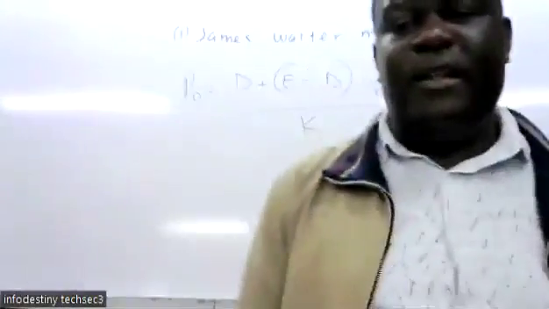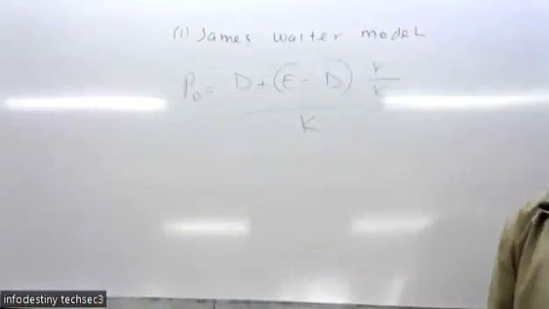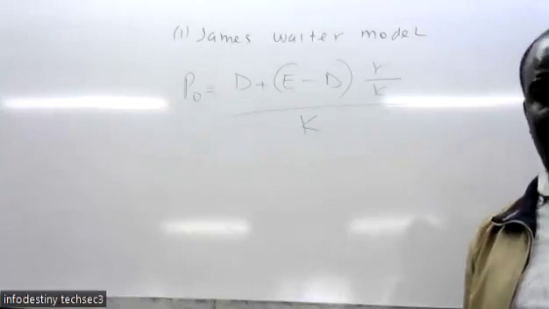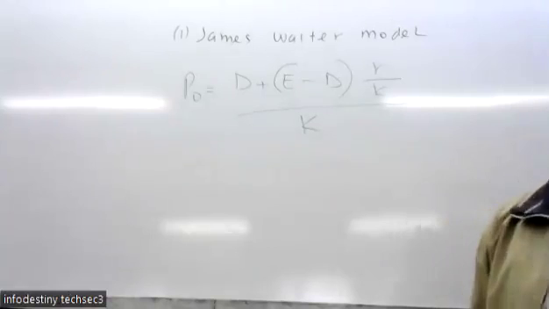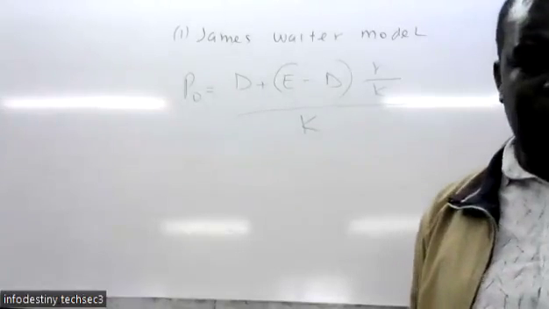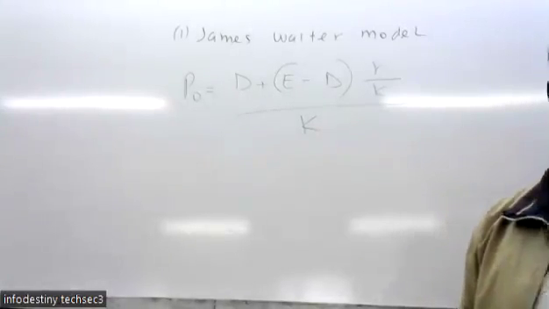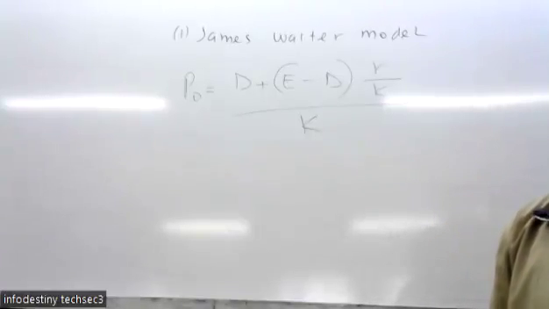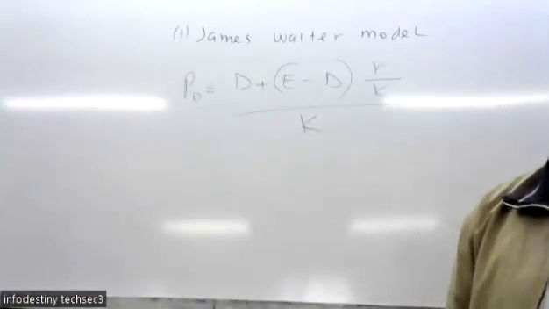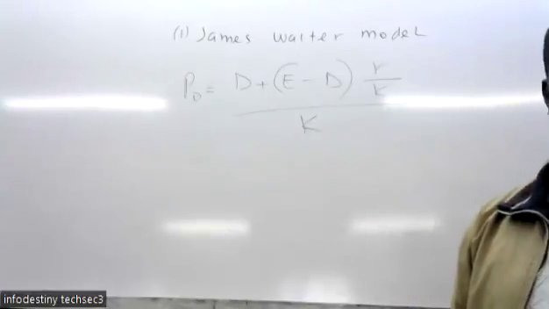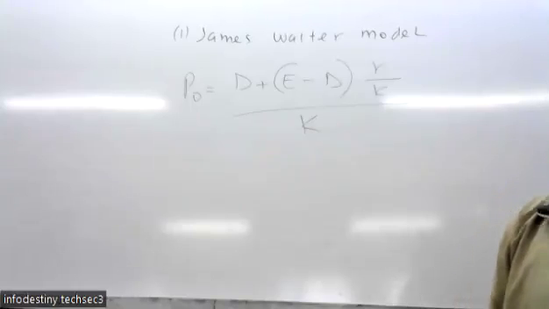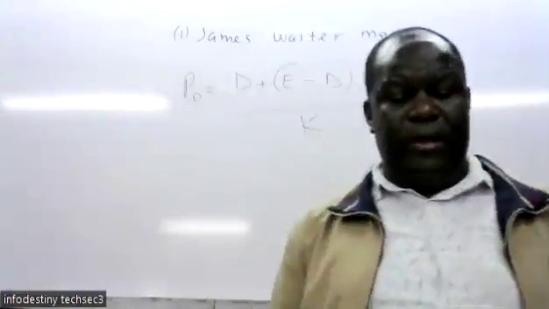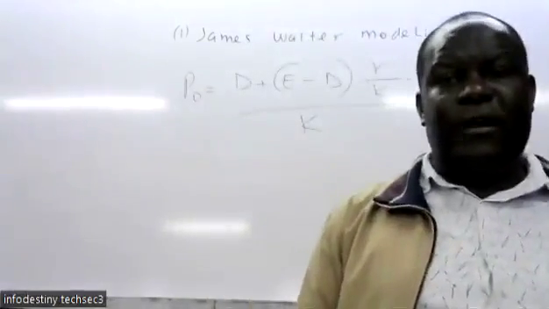E is the earnings per share. R is the rate of return on the investment. K will be the cost of capital.